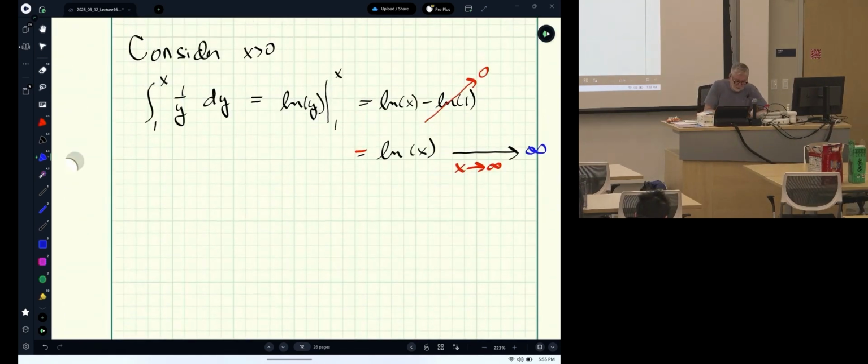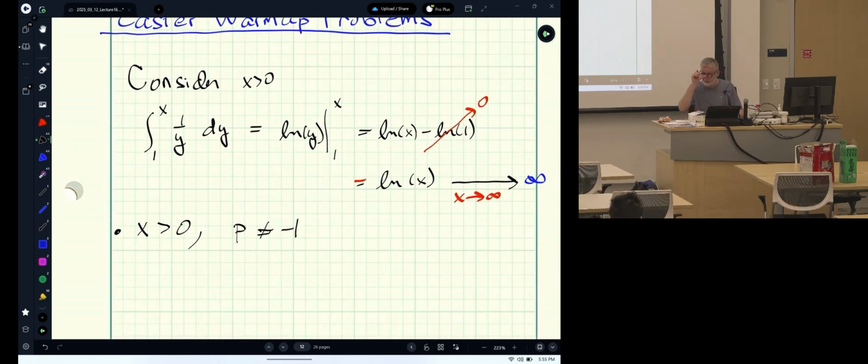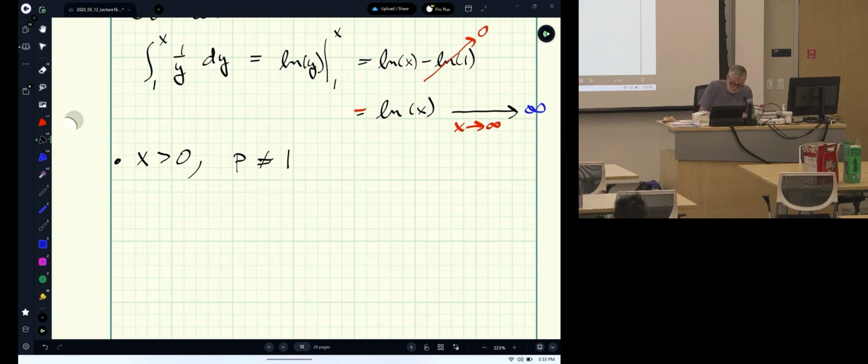Well, given that success, let's let x be positive and p not equal to 1. We just did that. So if I do the integral, say from 1 to x of 1 over y to the p dy, we're going, oh, that's a nice one too.